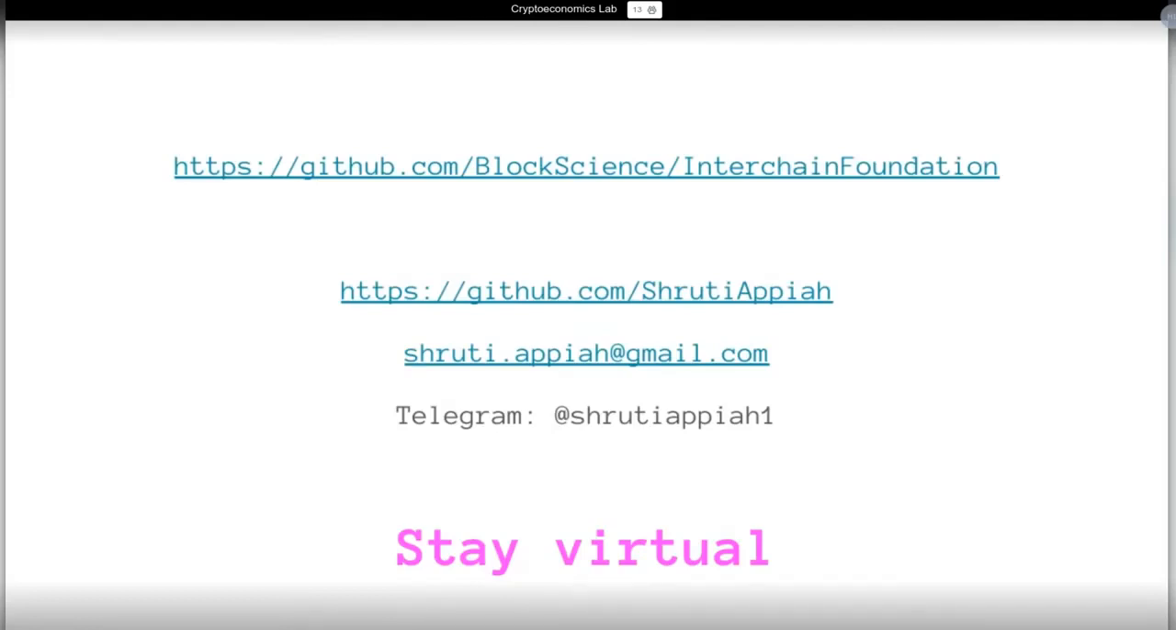blockscience/interchain foundation on GitHub. Definitely do check it out. We're continuously going to be posting. We just posted our first phase, which is phase one. In the future, we'll be posting phase two involving all of the simulations, and phase three as well, which is all of the experiments that we're going to do on the system.